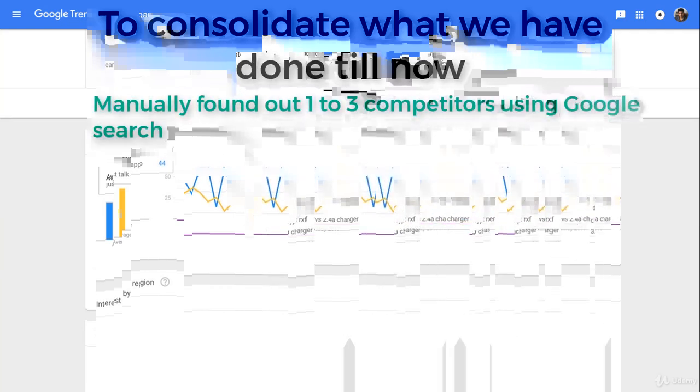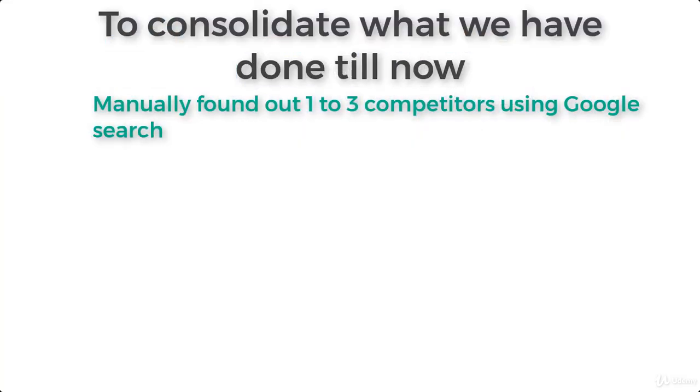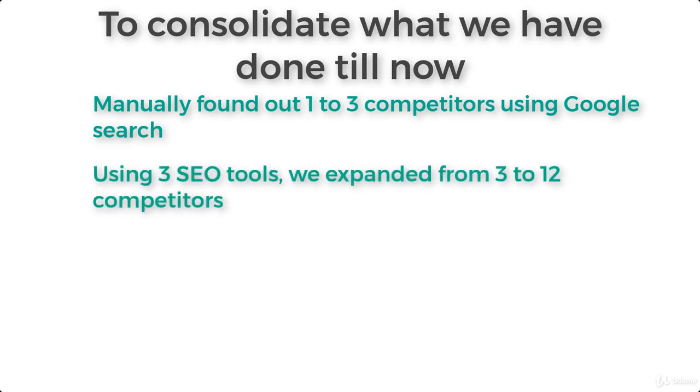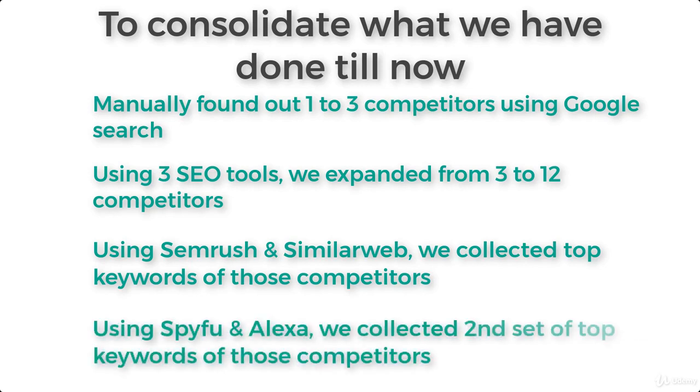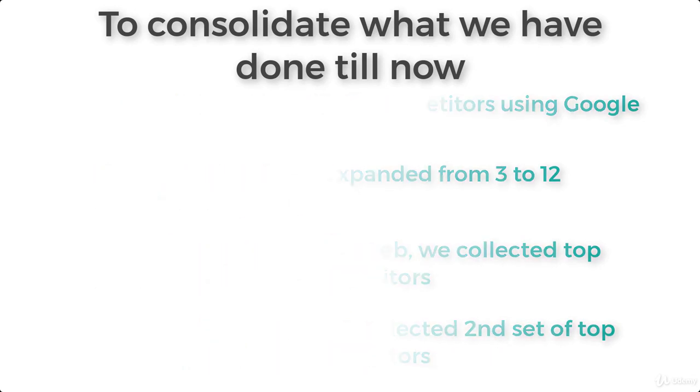Until now, first we manually found out 1 to 3 competitors using Google search. Then using SpyFu, SimilarWeb, and Alexa tools, we expanded the list of competitors from 3 to around 12. Using SEMrush and SimilarWeb, we collected the first set of top organic keywords of those 12 competitors. Using SpyFu and Alexa, we collected the second set of top organic keywords of those competitors.